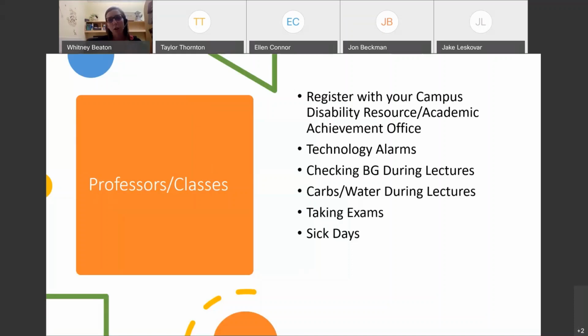And another thing to think about when you're going away to college is registering with your campus disability resource or academic achievement office. That's why we provide the disability paperwork to you, so that you can give it to them. This paperwork is really important, and registering with the office can be important to do ahead of time. So you want to do this before your classes start.